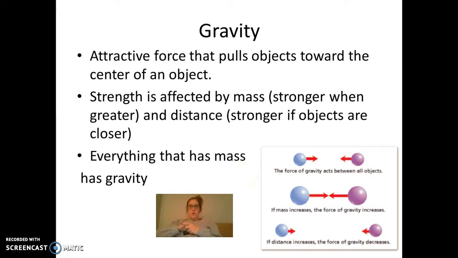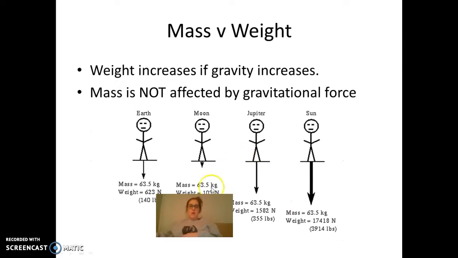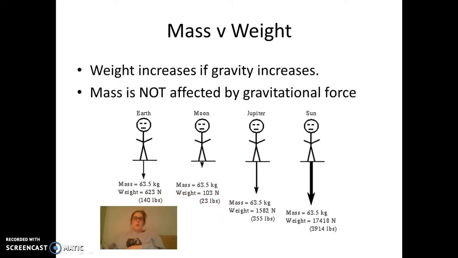You have the force, but you just don't notice it because you're standing on Earth, which has such a big gravitational force, it kind of overshadows it. Alright, talking about the difference between mass and weight, remember that weight is going to increase if your gravity increases, but mass is not going to be affected by a gravitational force. We said earlier that mass is the amount of matter in an object, whereas weight is how gravity pulls on your mass.